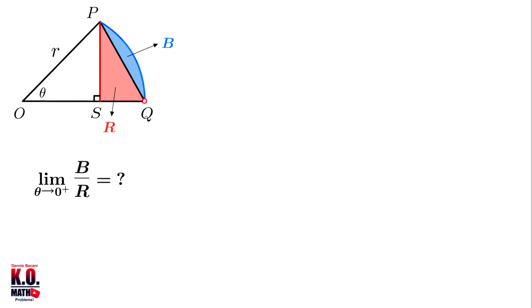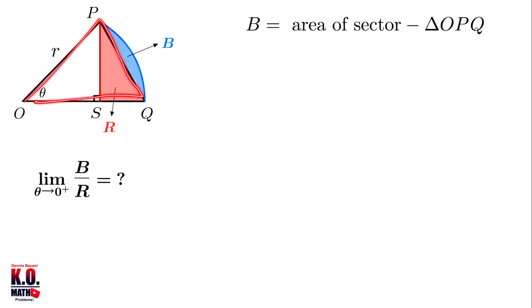Let us denote the center of the circle as O and this point here as P, and then this point as Q, and this point here as S. And suppose that we have a circle of radius R. So that is the length of this OP is equal to R. So we can find the area of this blue region here by finding the area of this sector minus the area of this triangle. So B is equal to area of the sector minus this triangle OPQ.